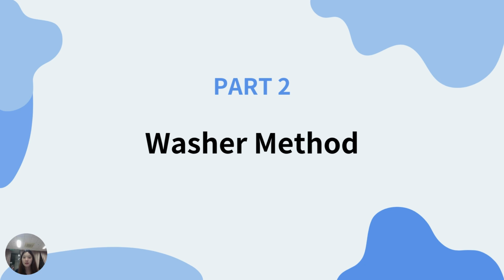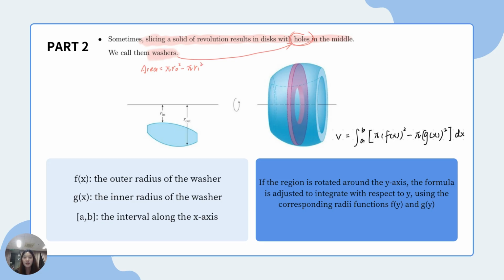Part 2: The washer method. Sometimes slicing a solid of revolution results in discs with holes in the middle. We call them washers. We can assume that f(x) is the outer radius of the washer, g(x) is the inner radius of the washer, and a to b is the interval along the x-axis. If the region is rotated around the y-axis, the formula is adjusted to integrate with respect to y, using the corresponding radial functions f(y) and g(y).